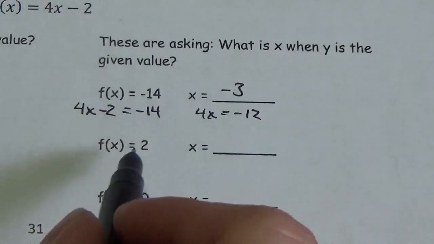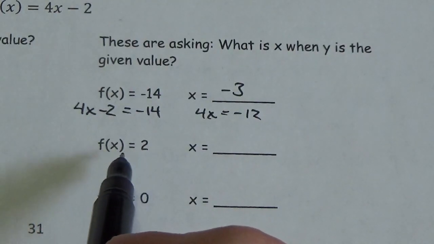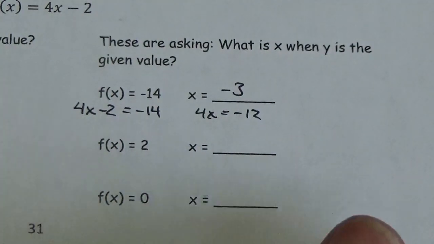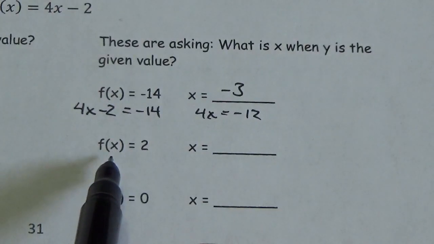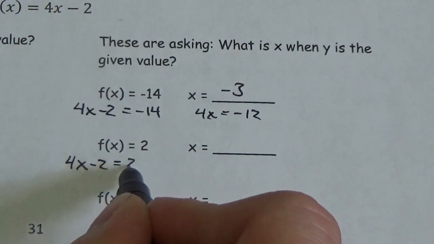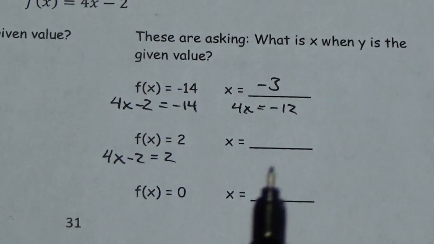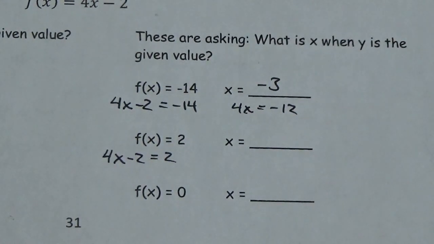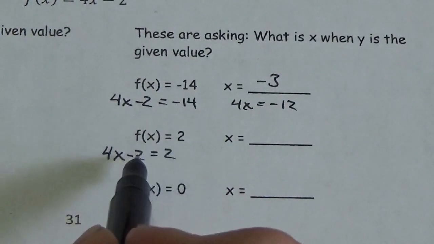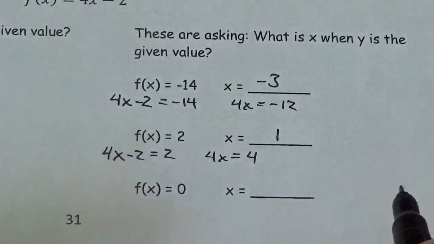Same thing here. f of x is equal to 2. Well, I don't know what that value is that's producing the 2, but I know how to interpret this. f means multiply the independent variable by 4 and subtract 2. In this case, the independent variable is x. So multiply x by 4 and subtract 2, and that's going to get me 2. Now, I know that I keep saying this over and over again. I'm just trying to re-emphasize the pattern here so that you don't forget it. So here, 4x minus 2 is equal to 2. Bring the 2 over. So 4x is going to equal 4. Divide both sides by 4, and I get 1.